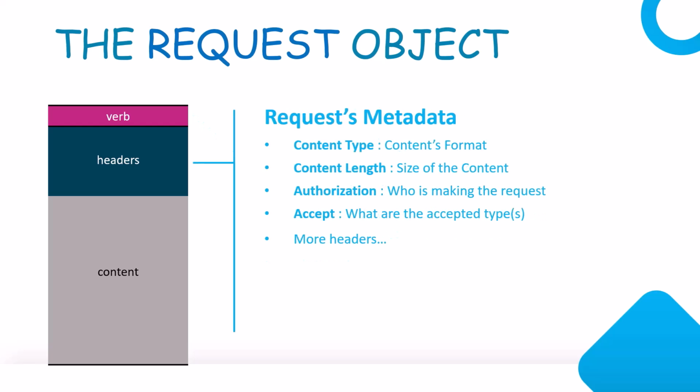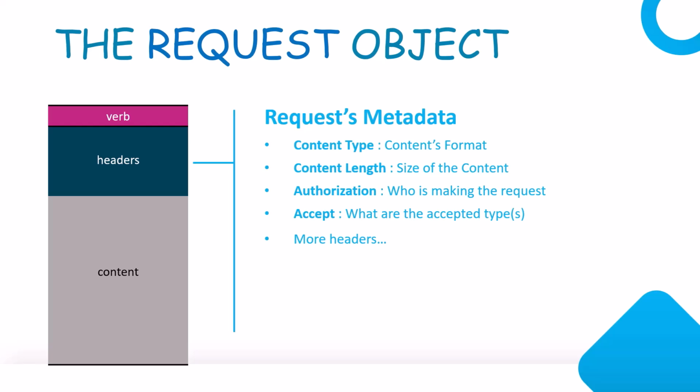Next part in the request object is the header. Headers are a set of name-value pairs that are metadata about the request. First one you can see is the content type. That basically answers the question of what is the content type of the request. Is it binary data? Is it a JSON file? Is it an XML file? Or is it a plain file? Then we have content length, which basically defines the size of the content.